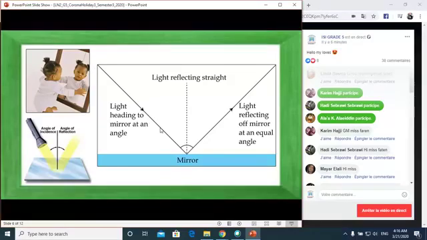So this is the incident ray, this is the reflected ray. We're talking about light here, of course. Incident light ray, reflected light ray. Here I have the angle of incidence, here I have the angle of reflection, and the two angles are equal to each other.